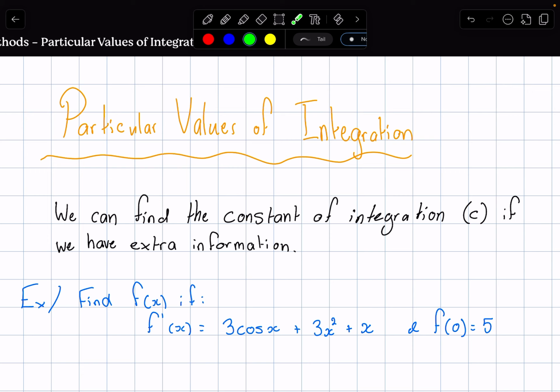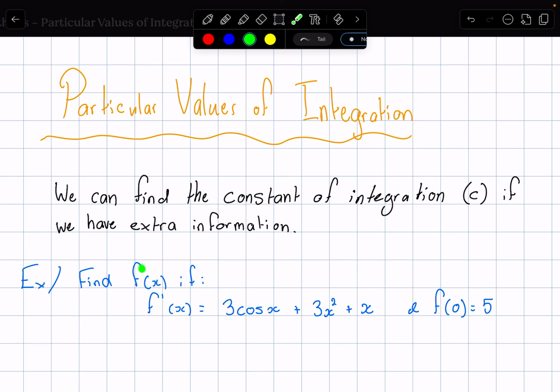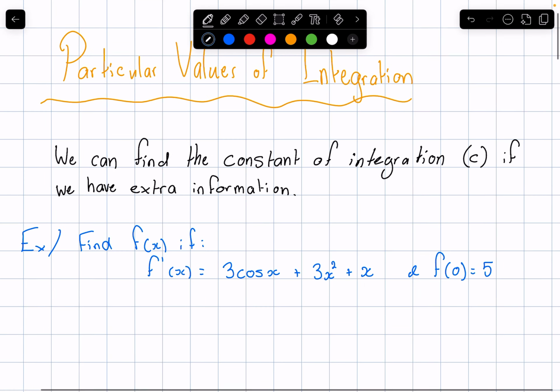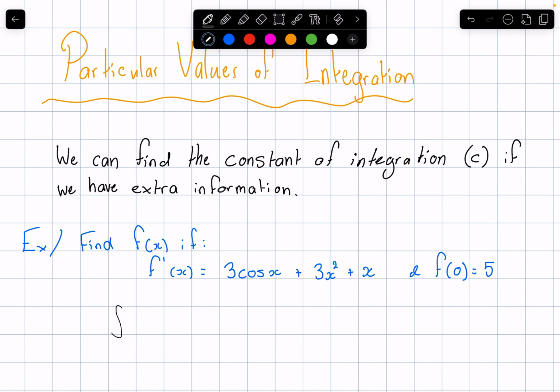Now, if we have a little bit of extra information about our function, like a coordinate, we can actually find that c. So let's run through a bit of an example. Find f of x if f dash of x, my derivative, is 3 cos x plus 3x squared plus x, and I know f of 0 equals 5. Because I've got a derivative and I want to find the original function, I'm going to find the integral of my derivative, 3 cos x plus 3x squared plus x, dx.